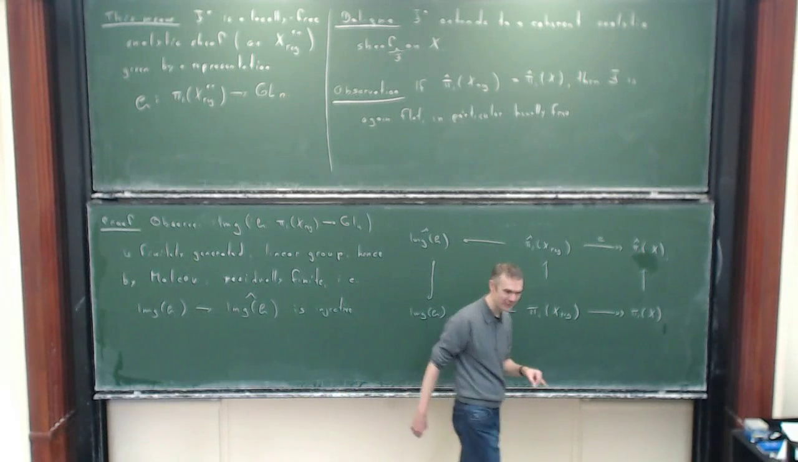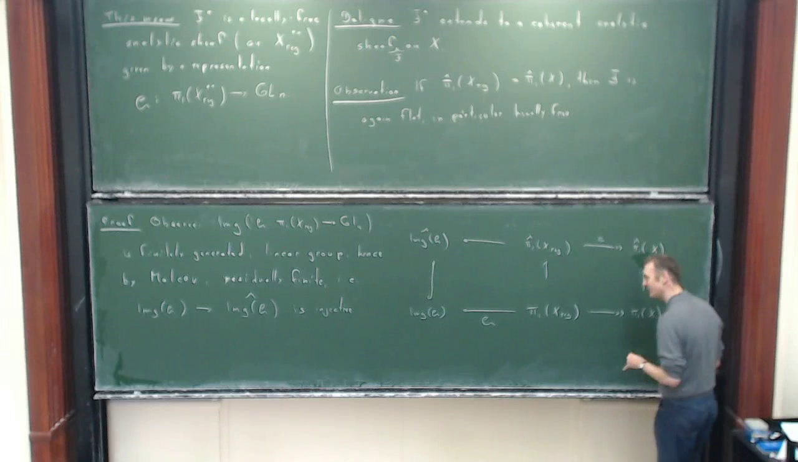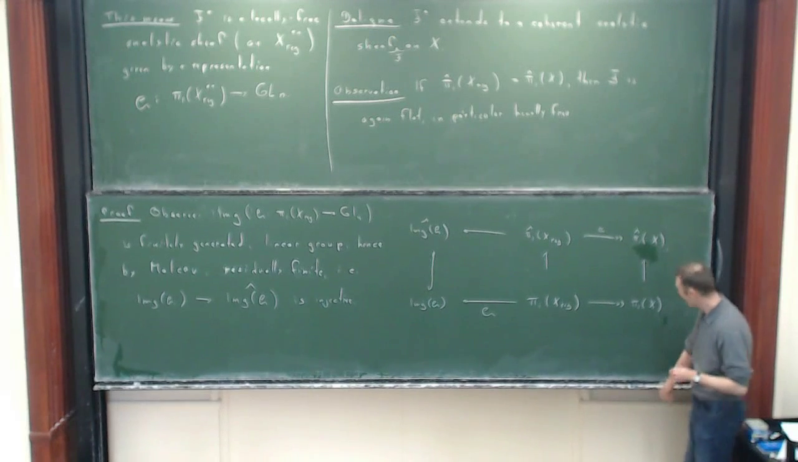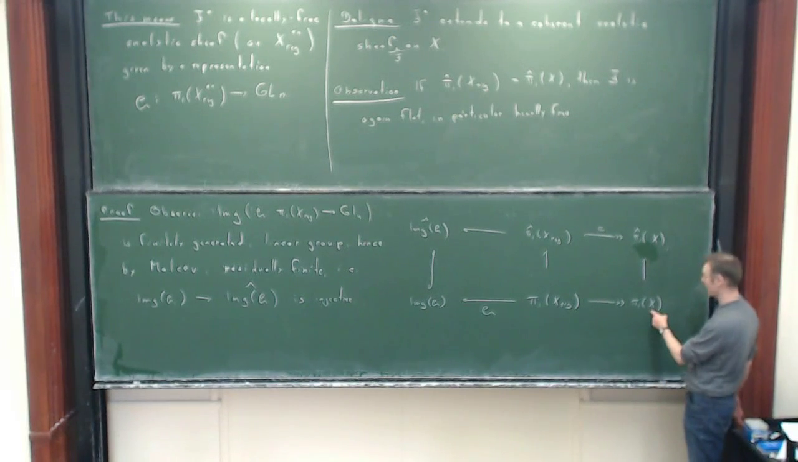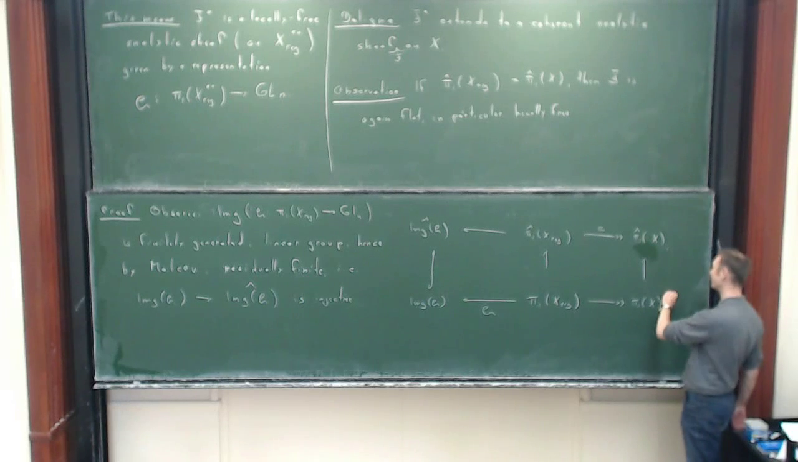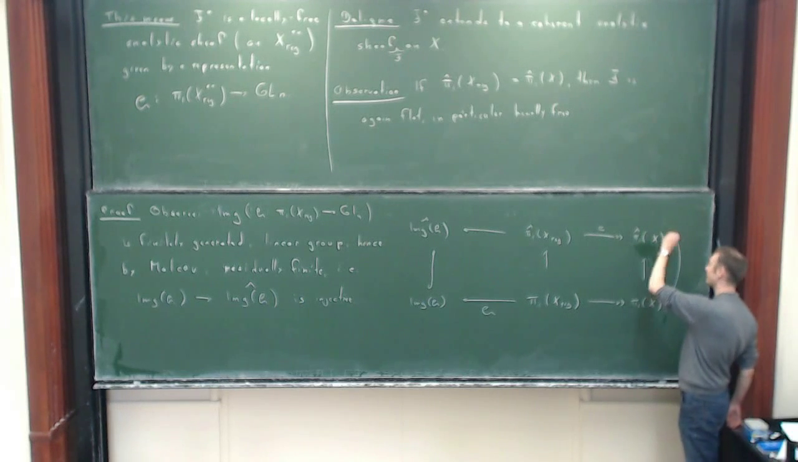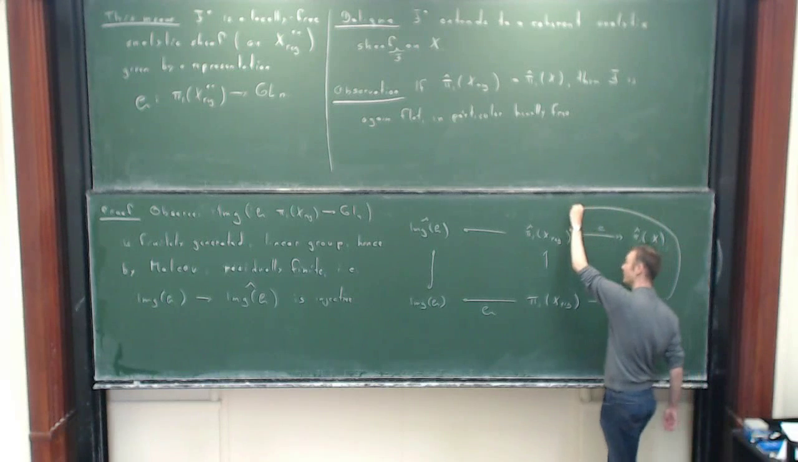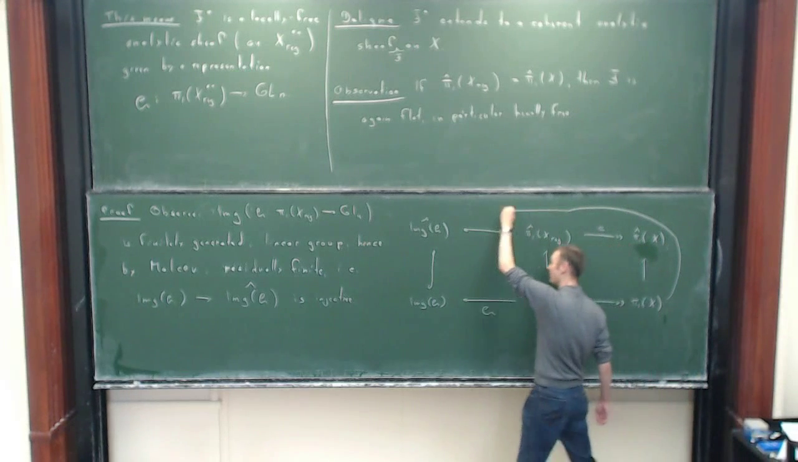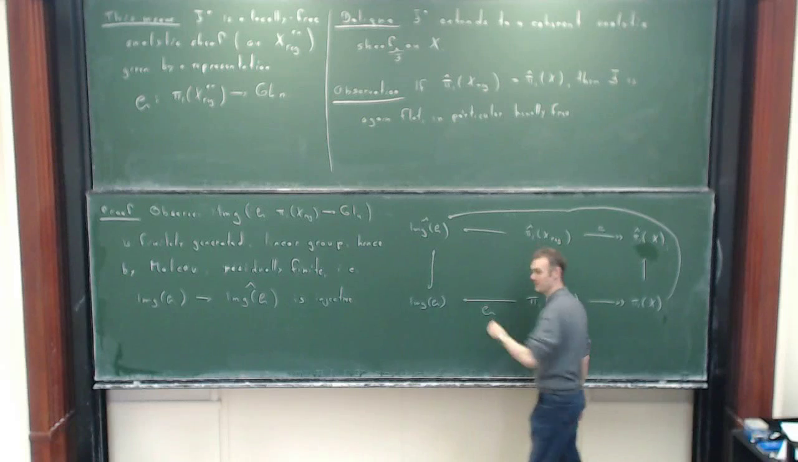Okay, now we see immediately what to do. I have pi 1 of x here. I'd like a representation, please. And what do I get? I get a morphism here. This is an isomorphism, so I can go over here and compose with this map. Get a map here.